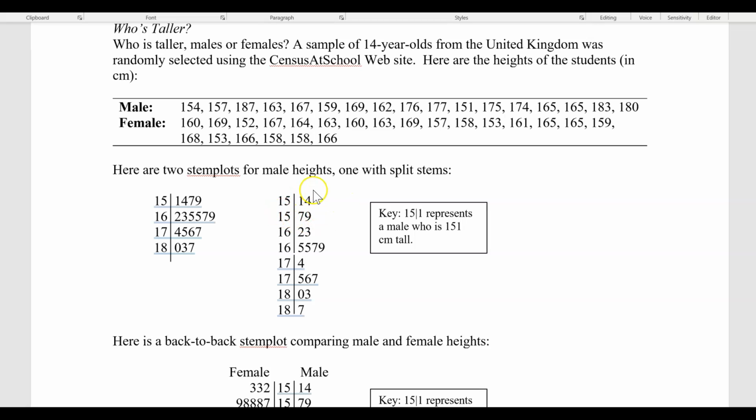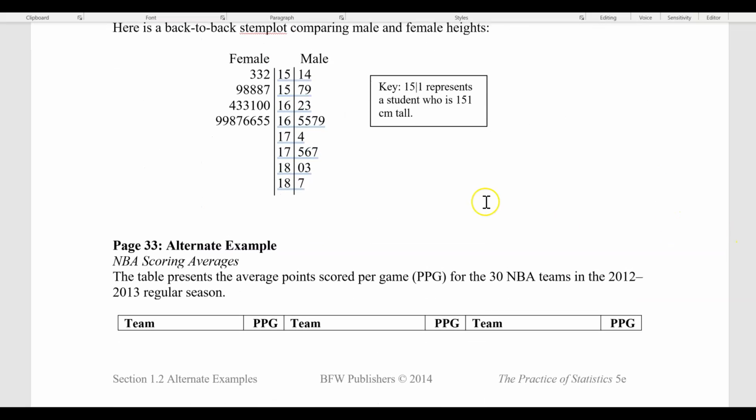There's advantages and disadvantages to splitting the stems. That's what they're doing here, though, right? So we have 151, 154, and then once we get past 154, we would have 157, 159 here. Just the male heights. We're not accounting for the females yet. We look at the females in the next portion here. We can scroll down and see. Now we go side by side, so we can compare these two. It's a really helpful comparison, right?